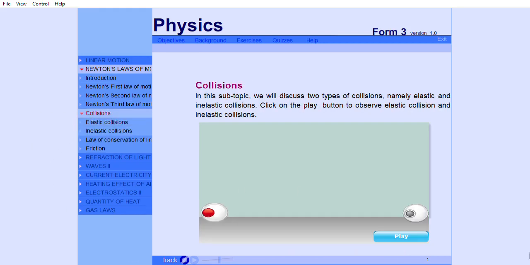Collisions. In this subtopic, we will discuss two types of collisions, namely elastic and inelastic collisions. Click on the play button to observe elastic and inelastic collisions.